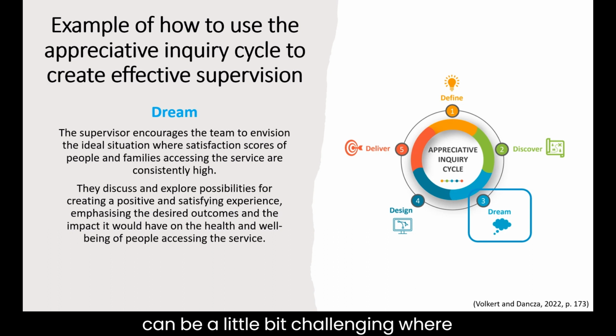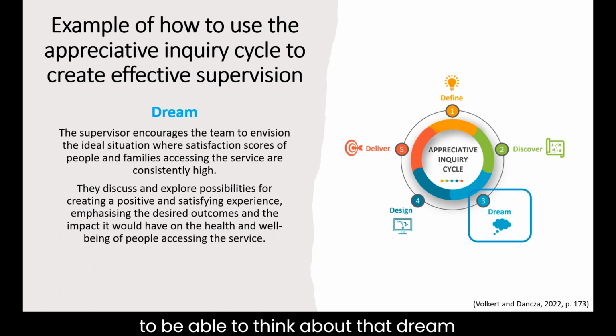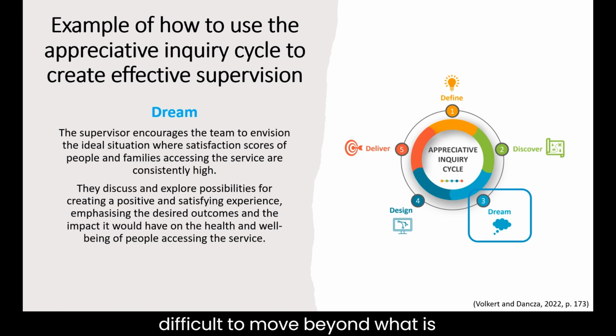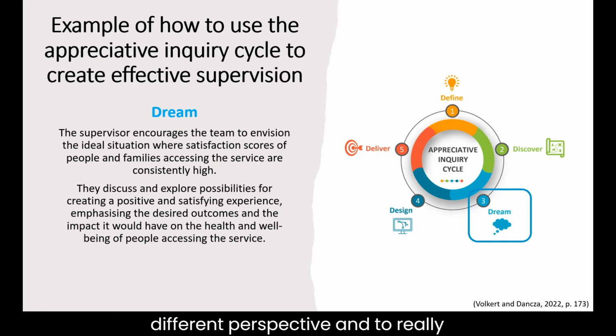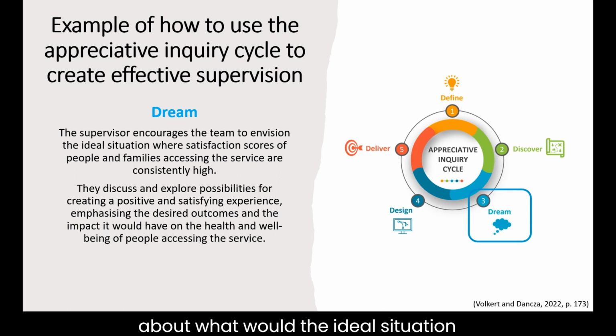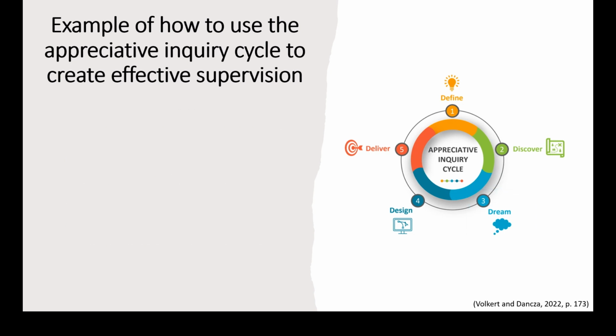So this stage can be a little bit challenging, where people maybe need to take a bit of time and have a bit of space to be able to think about that dream state. Sometimes people find it difficult to move beyond what is currently happening. So it could take the supervisor some different lines of questioning to help people to come and see the situation from that different perspective, and to really let their imagination run wild to think about what the ideal situation would look like.